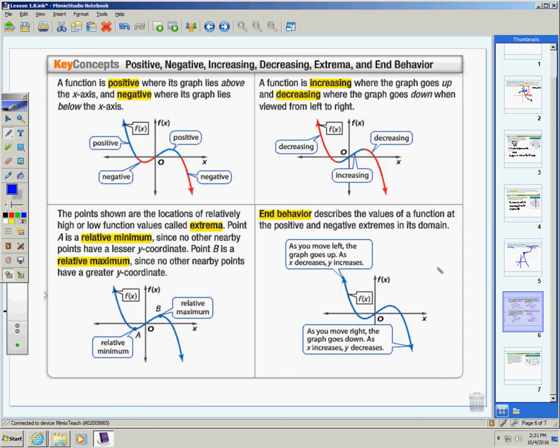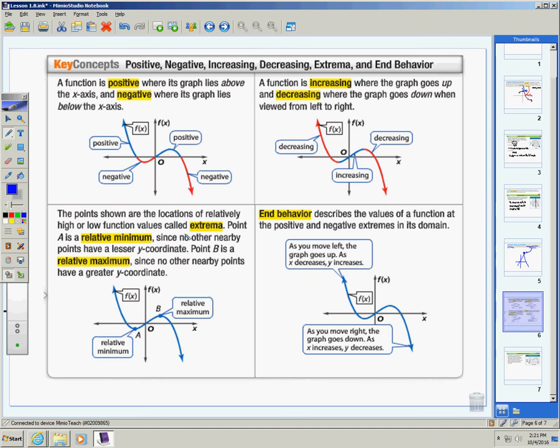We've got this table here. It's a lot of words to kind of say what you already know. So a function is positive when it's above the x-axis, negative when it's below. It's increasing when it's going up, decreasing when it's going down. Okay, this is kind of common sense. The thing you might not know is these extrema.